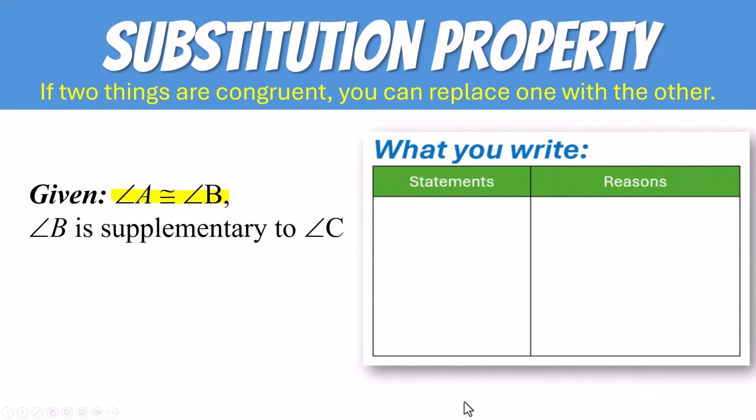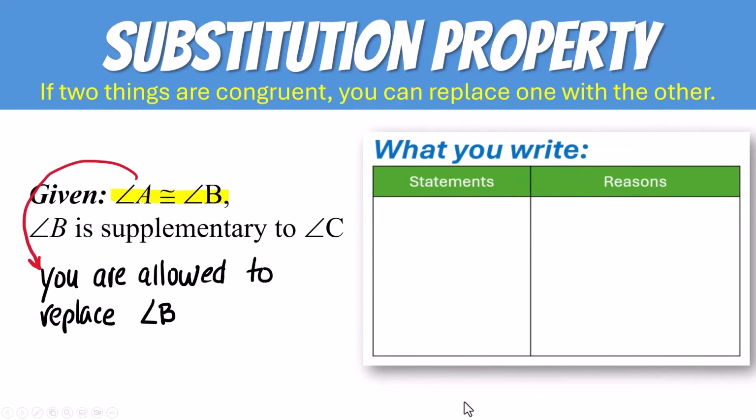What does this mean? If A is congruent to B, then you can do this. You are allowed to replace angle B with angle A, or vice versa. In your proof, if you need to pull a switcheroo, it's going to be the substitution property. So let's write down our given information.